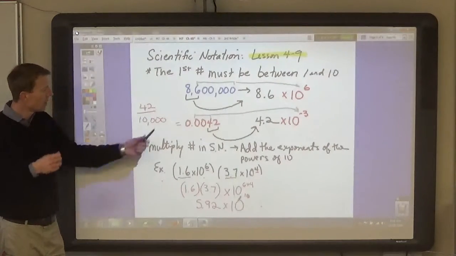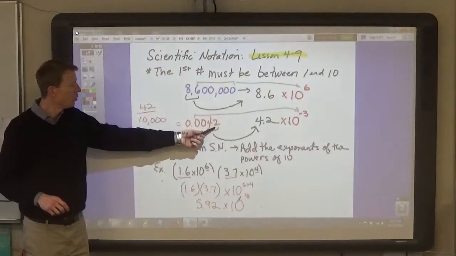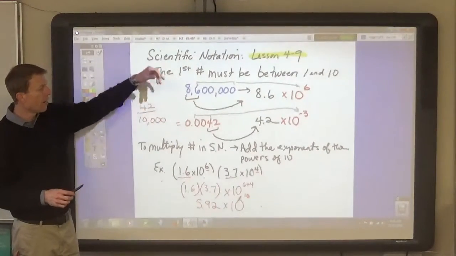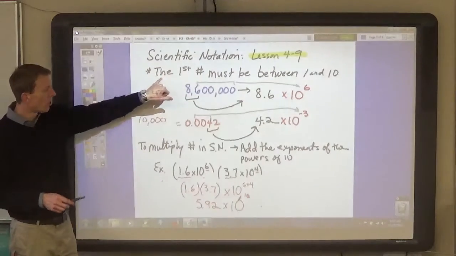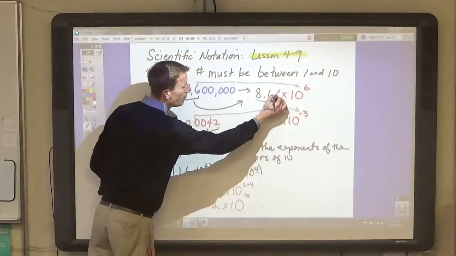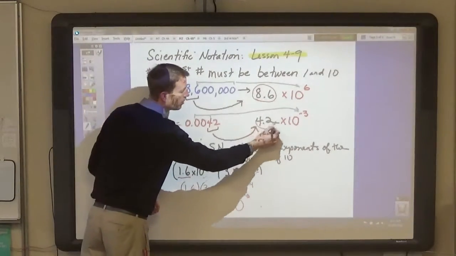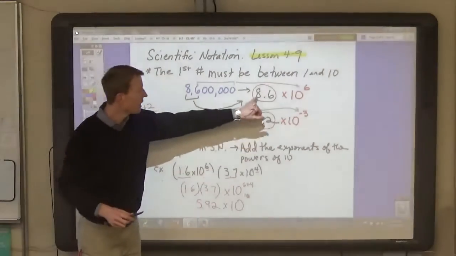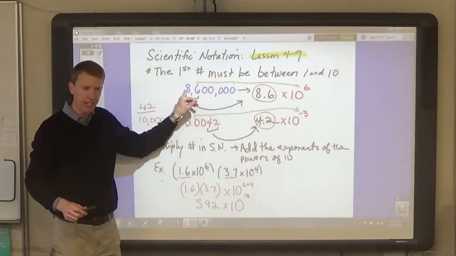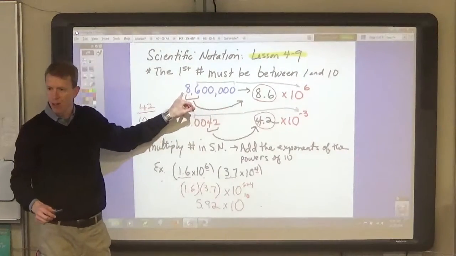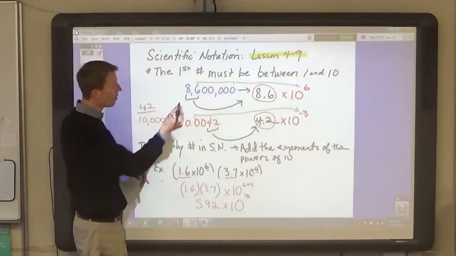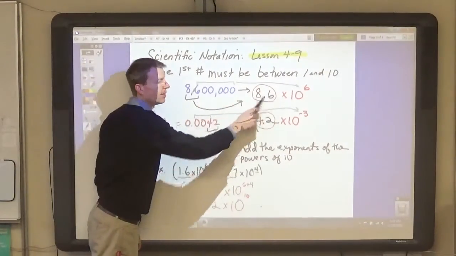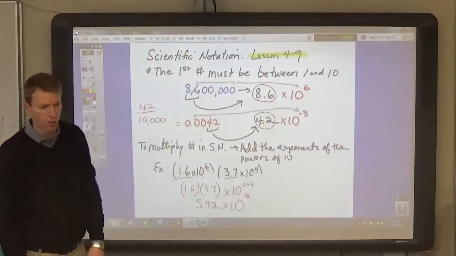Okay? So take a look at this example. 42 10,000ths. The way that you write any number in scientific notation is you start by writing this first number, so 8.6 or 4.2, and both of these are between 1 and 10. So the decimal point goes after the first digit in this number. Okay, everybody with me so far? The decimal point goes right after this first digit. Okay? And then you write all the non-zero digits.